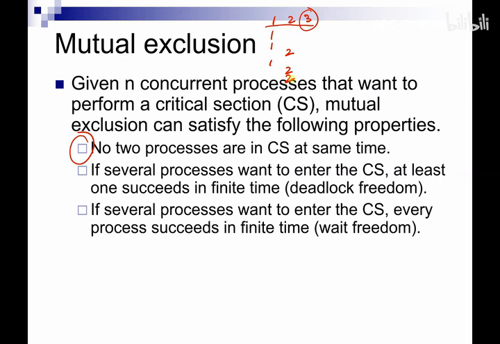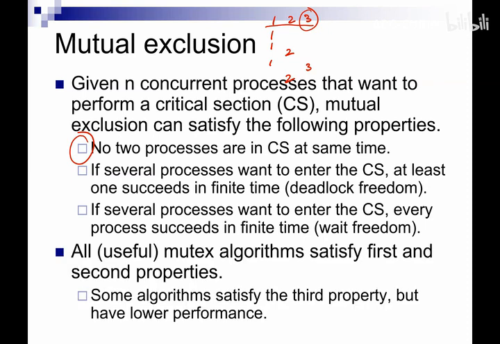So if we want wait freedom, then maybe here, instead of process 2 succeeding, we need process 3 to at least succeed once. We're not asking for strict fairness. We're not asking that 1, 2, and 3 succeed the same number of times. But if 3 has been waiting for a long, long time, he's got to at least eventually get one chance to go into the critical section. So that's wait freedom.